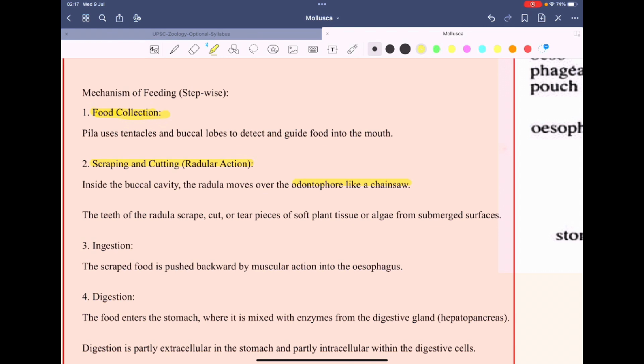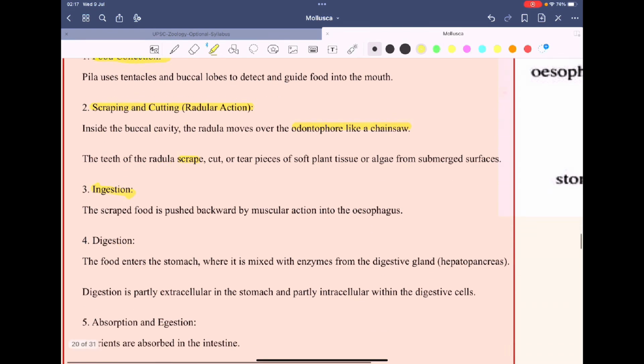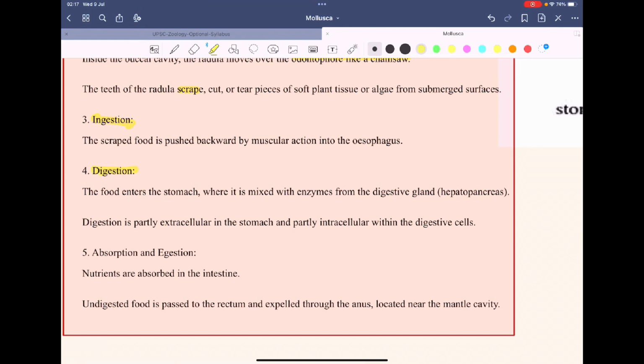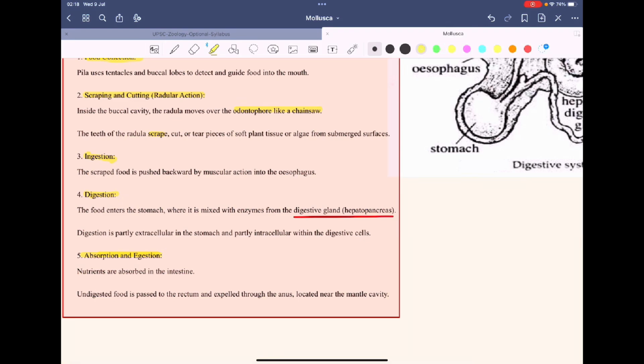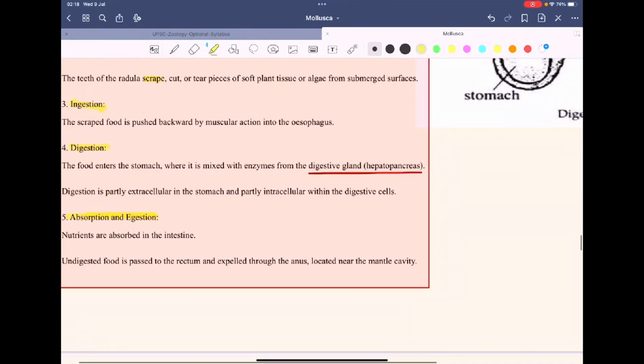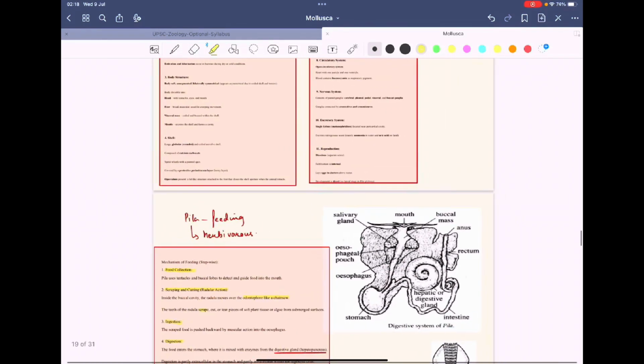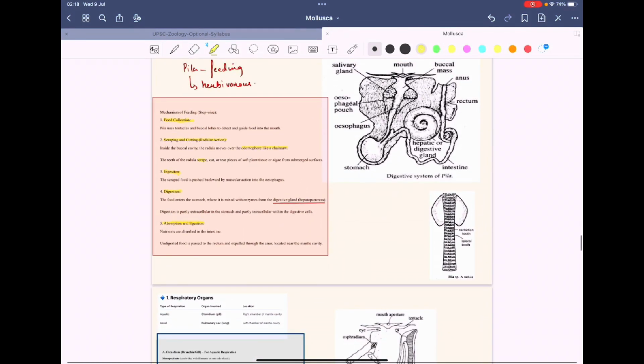The teeth of the radula will scrape, cut or tear the plant tissue or the flesh of the plants or algae. Then it will be ingested through the esophagus. Then the digestion will take place inside the stomach. There are certain digestive glands, the hepatopancreas, and then there will be absorption and egestion. Nutrients are absorbed in the intestine, and then the undigested food is passed to the rectum and expelled through the anus. So this is the whole structure of the Pila's digestive system.